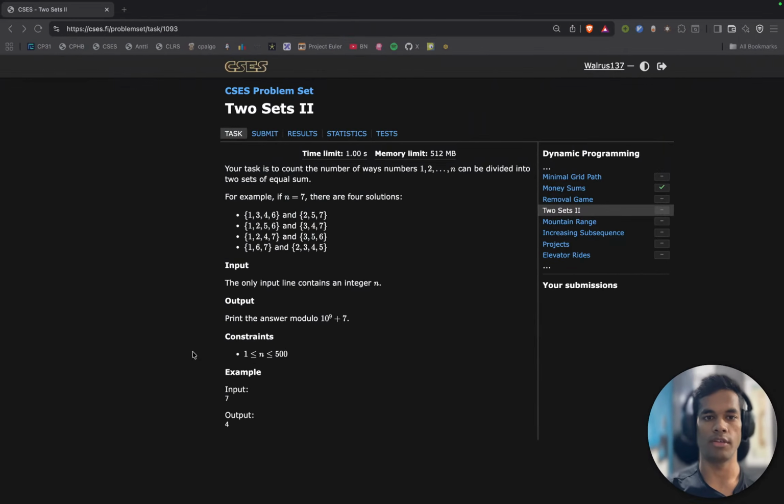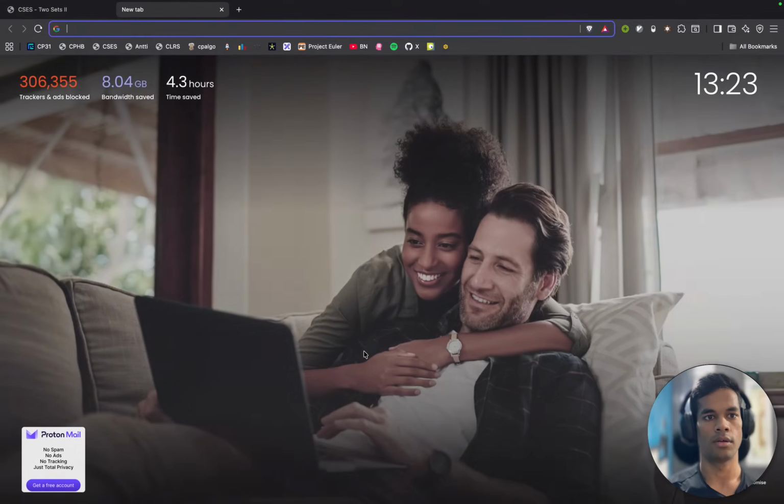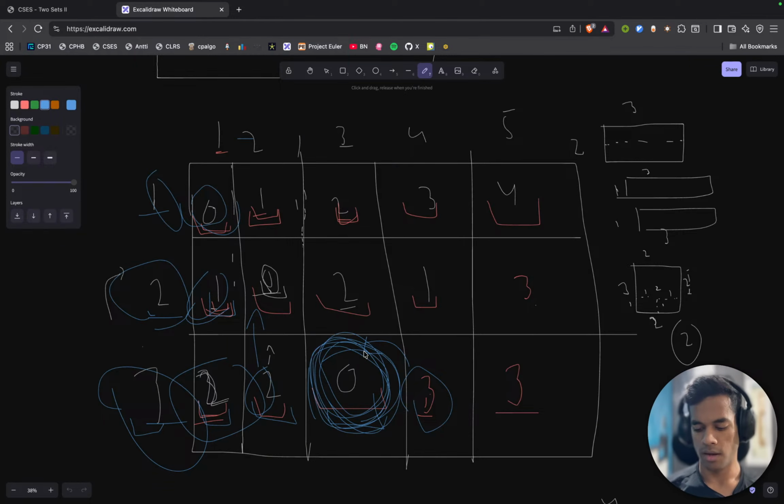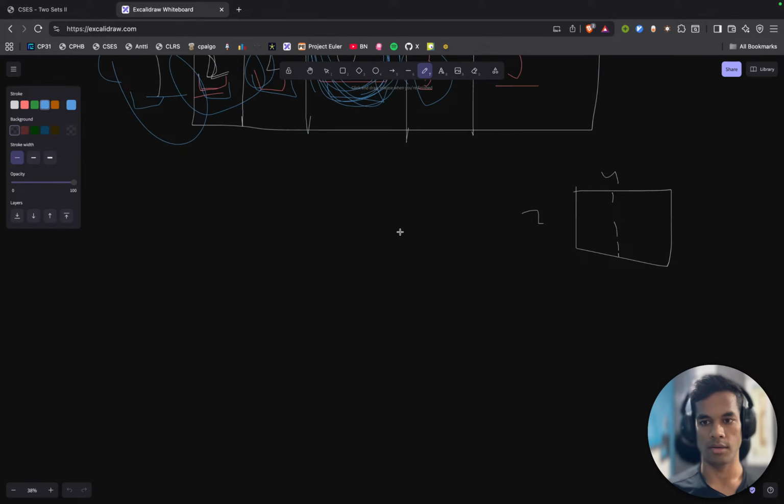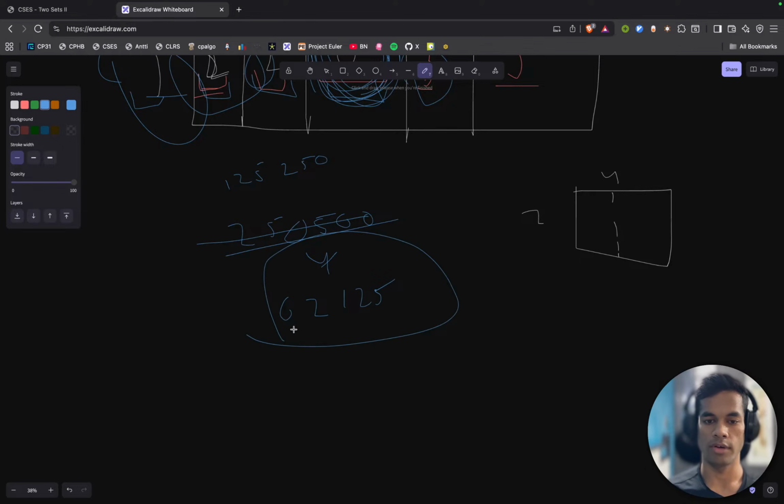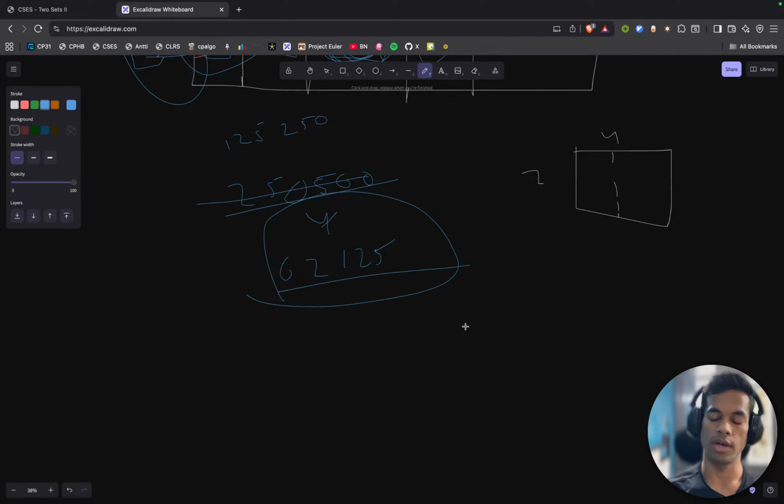So yeah, long, and the maximum sum, since n can be at max 500, is 500 into 501 divided by 4. 500 into 500 is 250000, and 250500 divided by 4 gives 62,625. That is the maximum sum that I would like to have. Hmm.